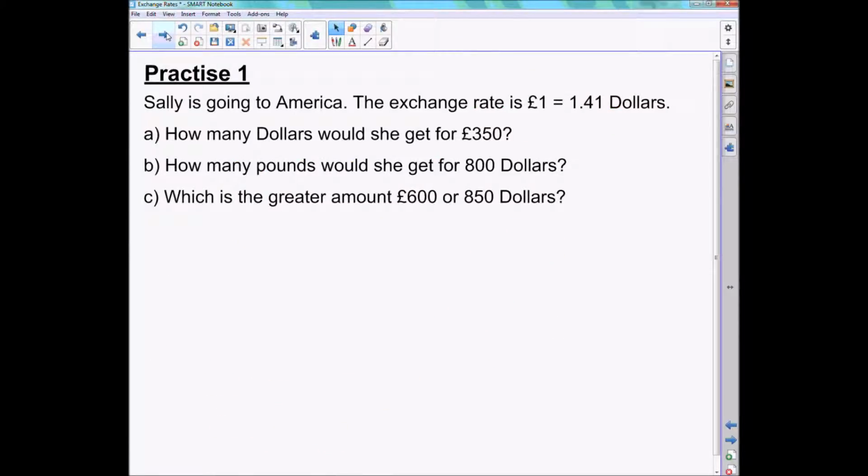Okay, so here's a couple of practice questions for you to have a go at. Okay, this time we've got an exchange rate between pounds and dollars. So start off before you tackle this question of writing that little exchange loop. Okay, pause the video and have a go at it now.